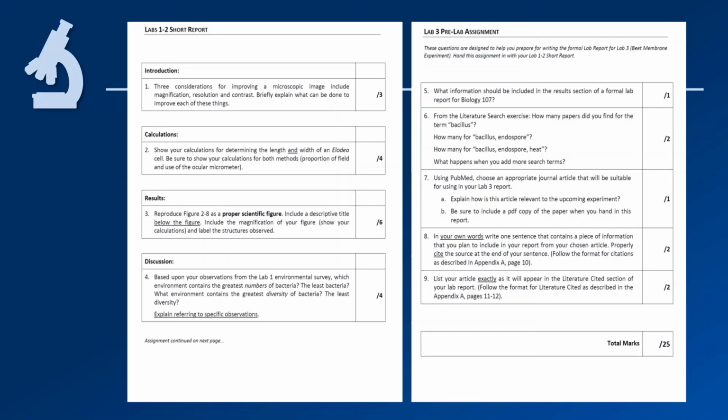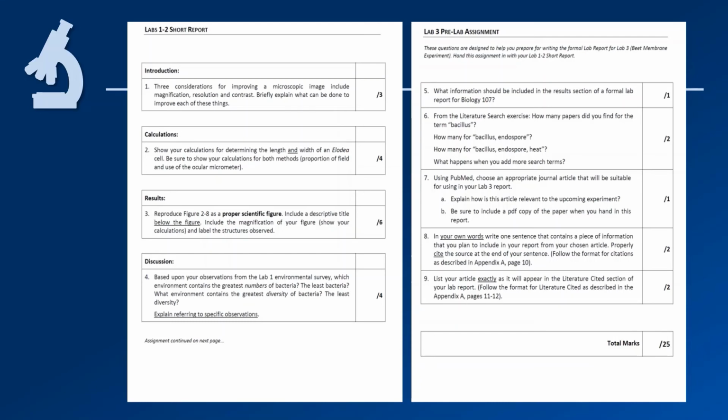If you see on the left here, this is what is required of you for the Lab 1-2 short report, and on the right, what is required of you for the Lab 3 pre-lab assignment. So this is all going to add up to 25 marks. These are the exact questions that you need to answer and do for your Lab 1-2 short report. So you can number these questions. You can just start off with number 1.